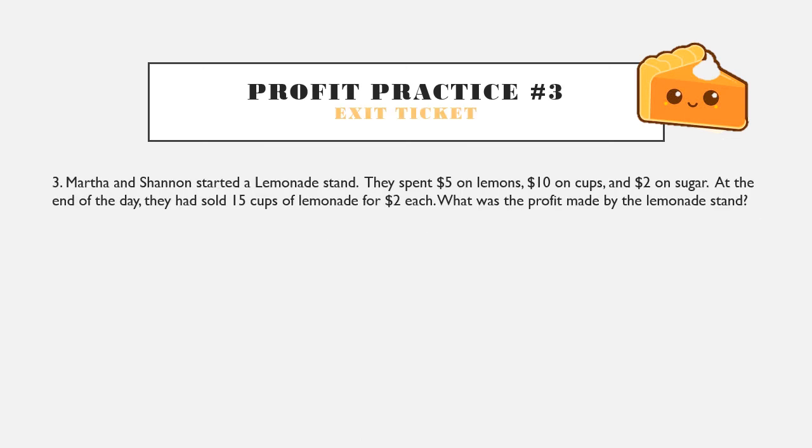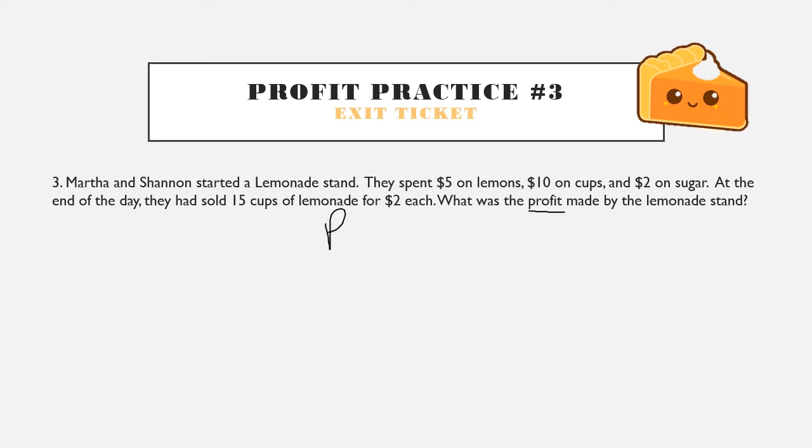Okay, exit ticket. Martha and Shannon started a lemonade stand. They spent $5 on lemons, $10 on cups, and $2 on sugar. At the end of the day, they had sold 15 cups of lemonade for $2 each. What was the profit made by the lemonade stand?